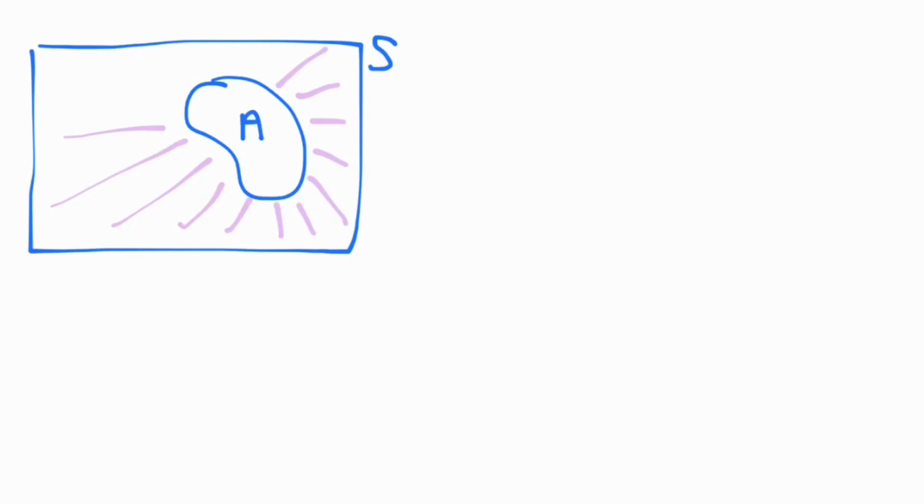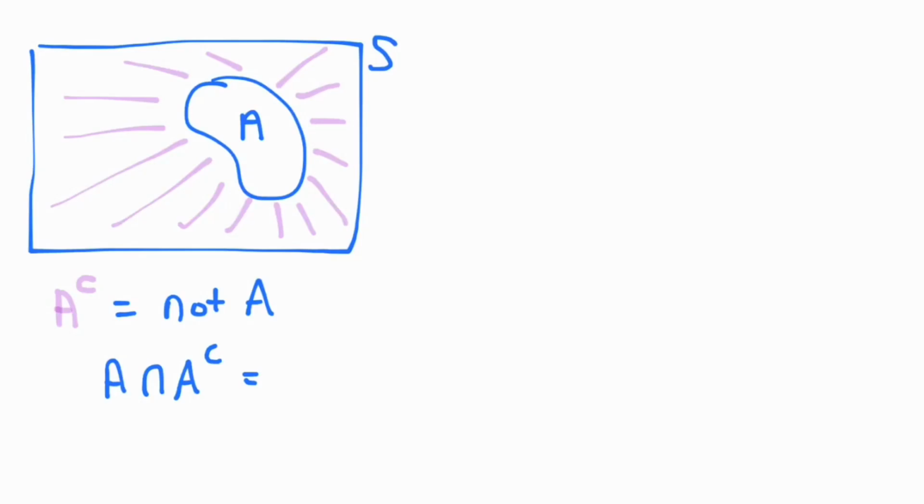If we have an event A, we can talk about all the outcomes that are not in A, all the outcomes that are outside A. We call this A complement. And so A complement is just anything that is not A. If you look at the Venn diagram, you'll notice that A intersect A complement, in other words, the overlap between A and A complement, is nothing. And A union A complement is the sample space.